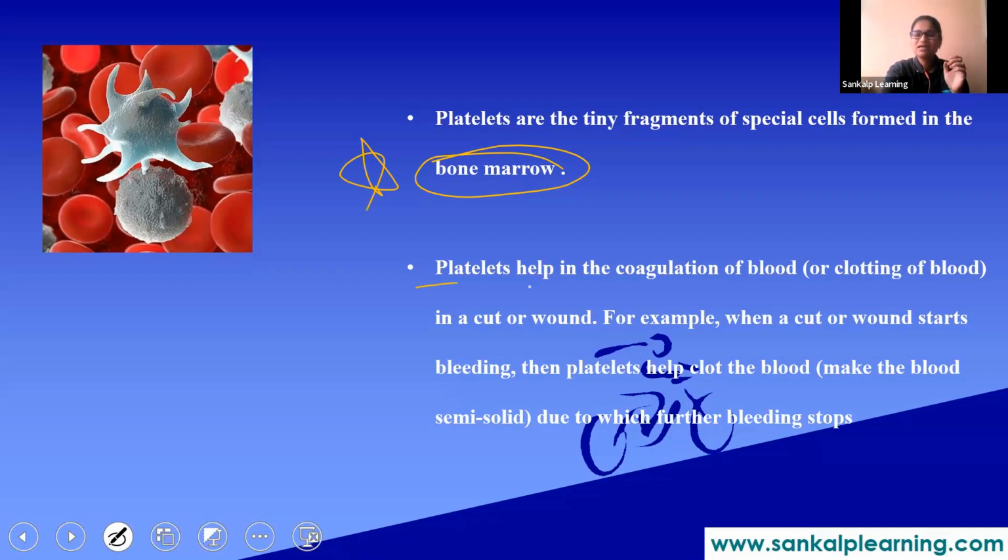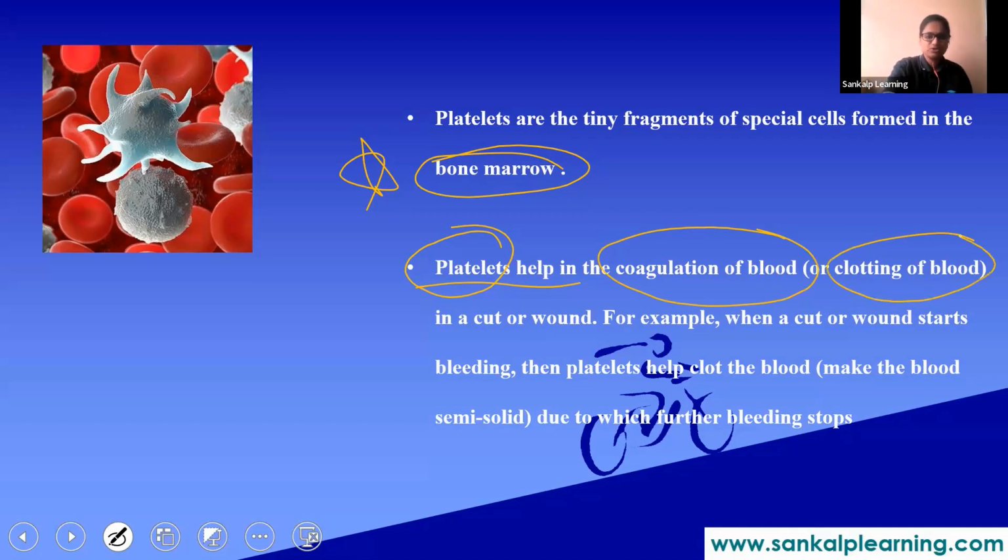So what is the function of platelets? They help in coagulation of blood. I think you all got a cut some day, right? When you get a cut, you will start bleeding. The blood will come out. After some time, guys, you observe that the blood will stop. It will not come out further. It is due to the platelets. That process is called coagulation of blood or clotting of blood.